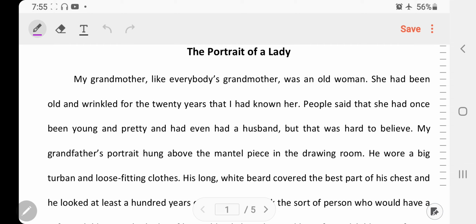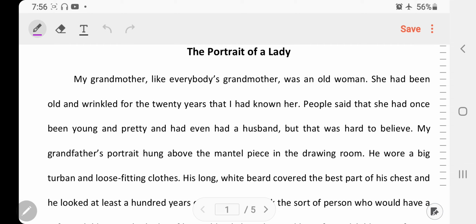That means Khushwant Singh says, for 20 years I have seen my grandmother. And as far back as I can remember, she was always old. And wrinkle, you understand. Wrinkle means having wrinkles on her face. ચહેરા ઉપર કરચલીઓ હતી, that is wrinkled. And he remembers the memories since the last 20 years, and during this period, she was always old and her face was wrinkled.